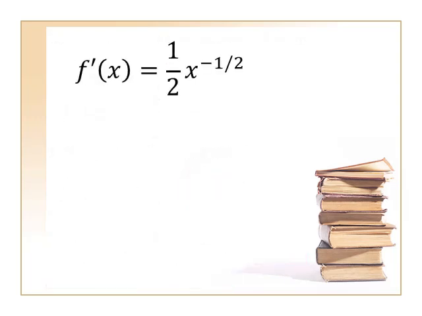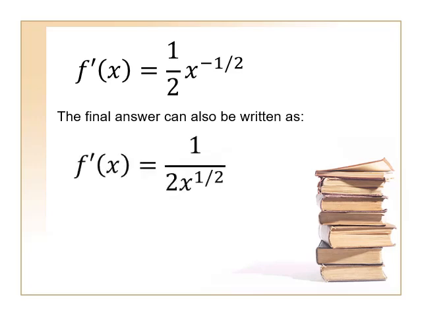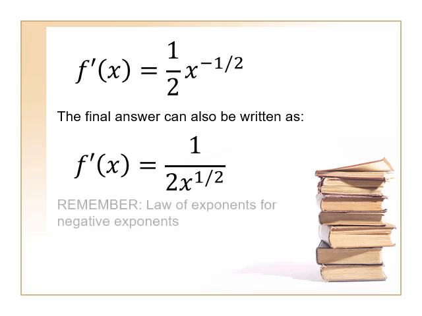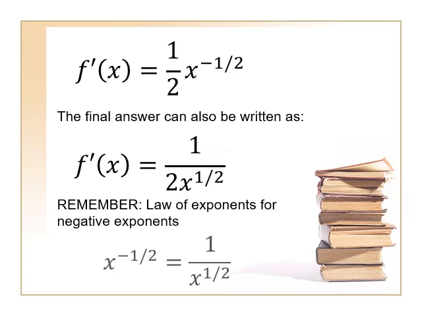Now, there's also another way of writing yung mga mayroong negative exponents. So, kung recall natin, di ba, sa algebra, pwede natin alisin yung negative exponent by getting the reciprocal. Okay, so the final answer can also be written as 1 over 2 x raised to 1/2. Okay, so remember natin yung law of exponents for negative exponents na yung x raised to negative 1/2, pwede natin gawin na 1 over x raised to positive 1/2.